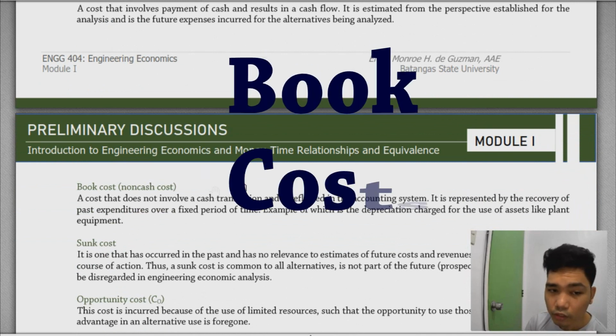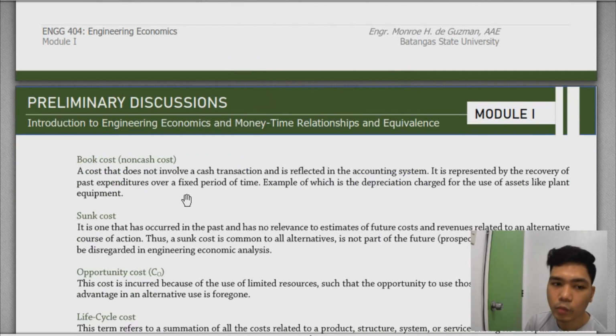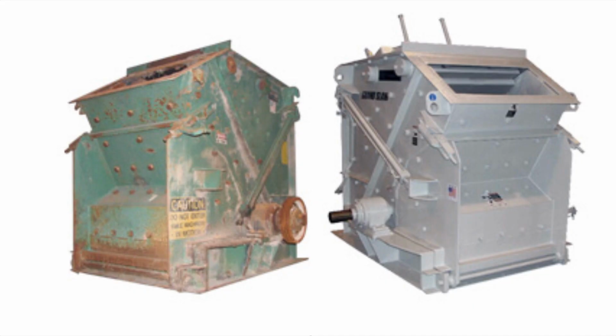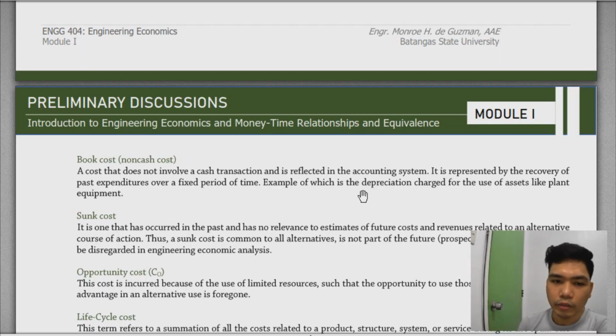Now, the book cost, on the other hand, is the one that doesn't involve any cash transaction and is reflected in the accounting system. So this is usually represented by the recovery of past expenditures over a fixed period of time. And an example of this is the depreciation charged by the use of assets like plant equipment. So remember, if you have an equipment and you always use that certain equipment, the book value or the book cost is actually changing because it is no longer the original equipment that you've bought.